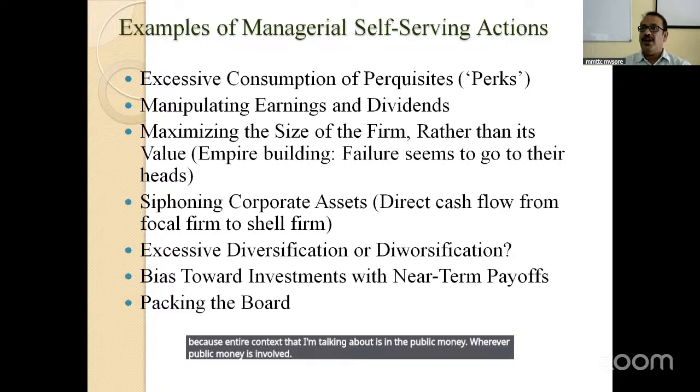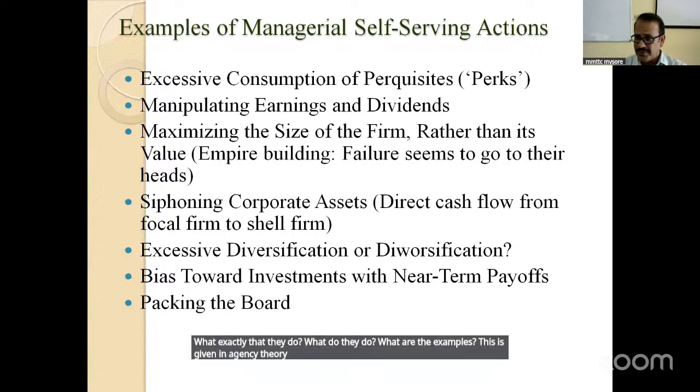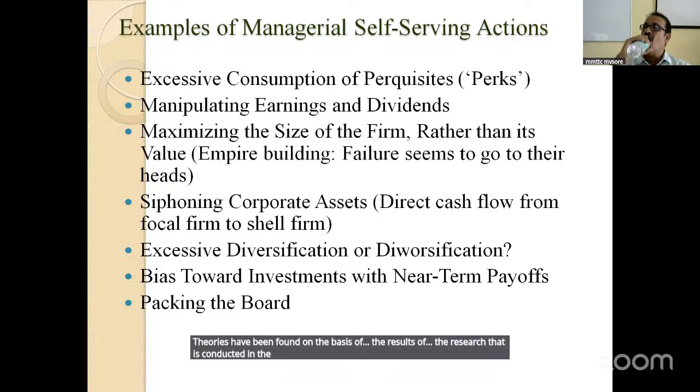Now, when a manager takes self-serving actions, which lead to disaster, that is why companies have been able to close down. What exactly do they do? What are the examples? This is given in agency theory. Theories have been formed on the basis of the results of research that is conducted in practical contexts.